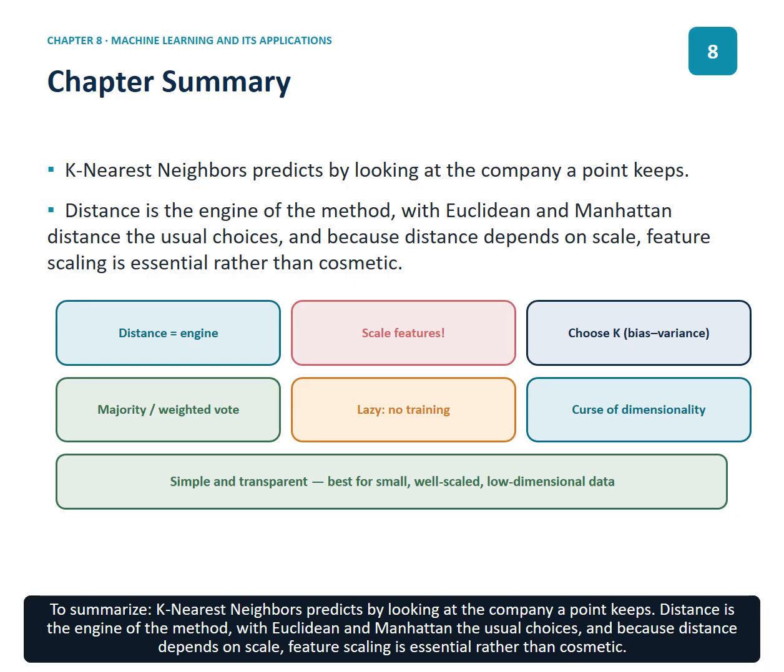To summarize, K-nearest neighbors predicts by looking at the company a point keeps. Distance is the engine of the method, with Euclidean and Manhattan the usual choices, and because distance depends on scale, feature scaling is essential rather than cosmetic.